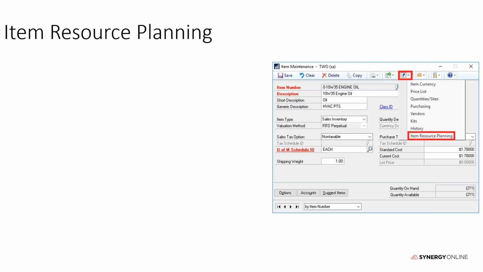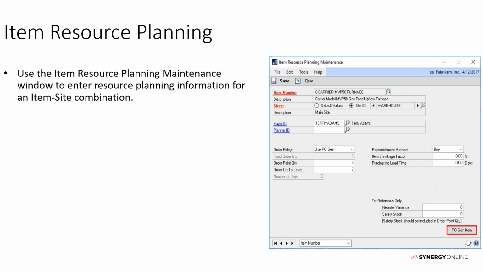Next, let's talk about item resource planning. Again, we're back to our main item maintenance screen with the go-to button. And when you select the item resource planning, it opens up this window that you see here. So this is where we're going to define some of the details associated with using the PO generator feature in Dynamics GP. So you can see that the order policy on the middle left, we've selected use PO generator for this particular item so that we can look at the details associated to it.